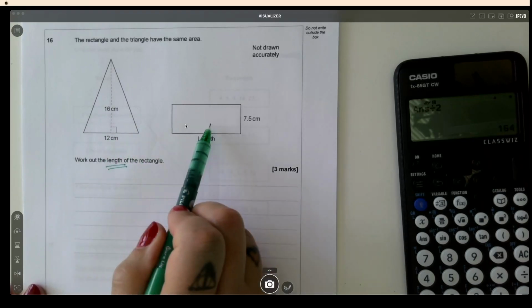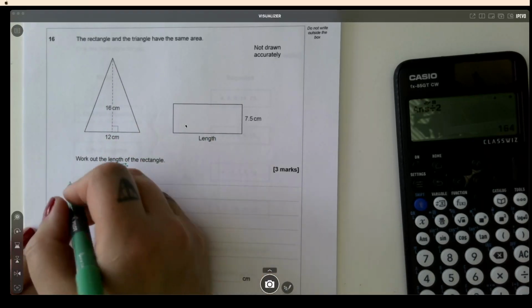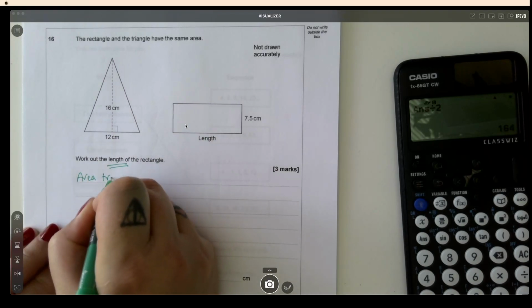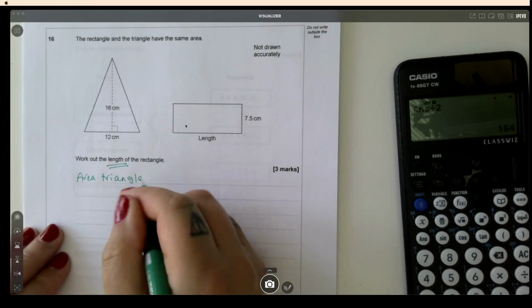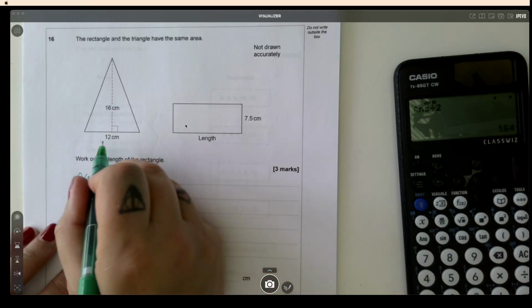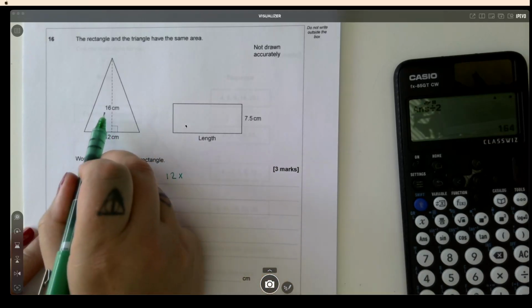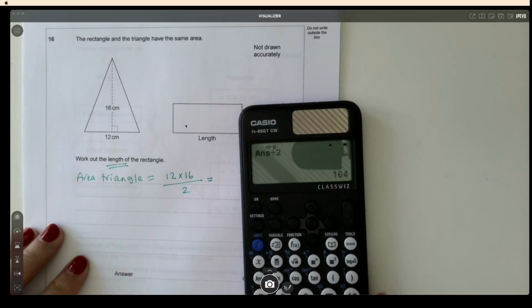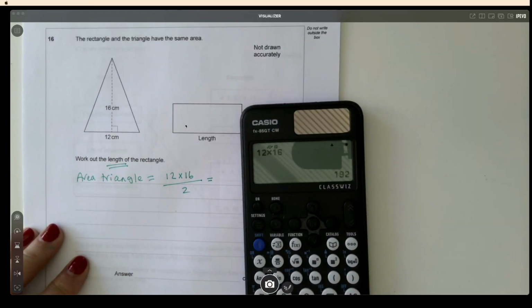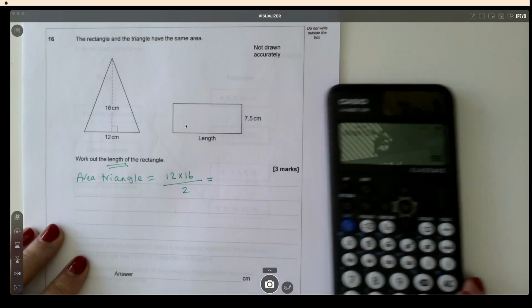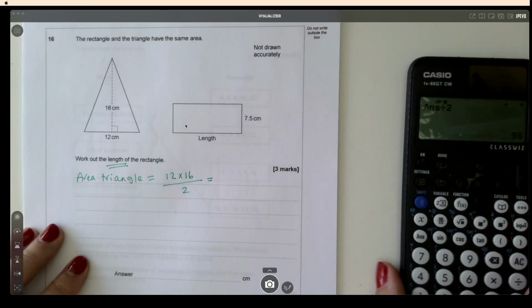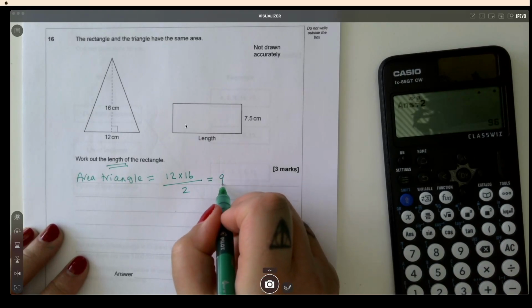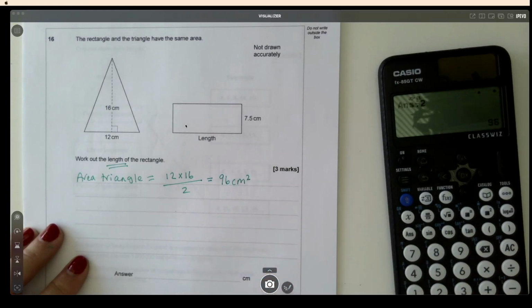So if they have the same area, the first thing I'm going to do is find the area of the triangle, because I have the base and height, I can do that. So it's the base of 12 multiplied by the height, which is 16, and then divide by 2. So 12 times 16 divided by 2 is 96 centimetres squared. So the area of the triangle is 96 centimetres squared.